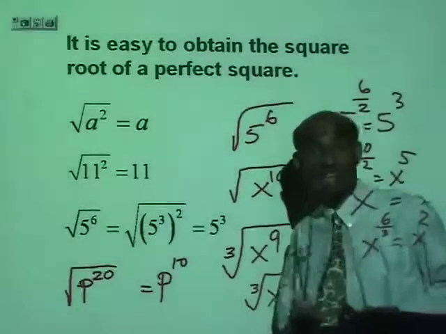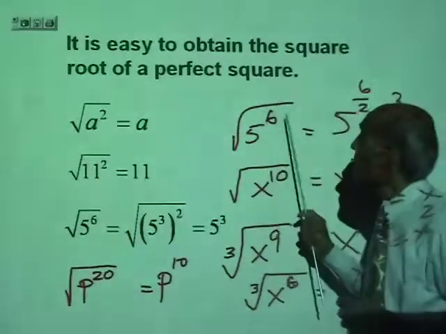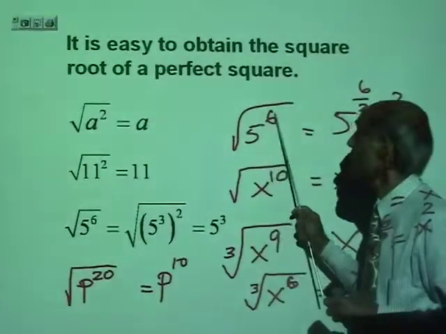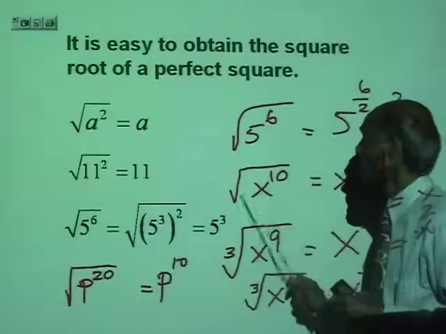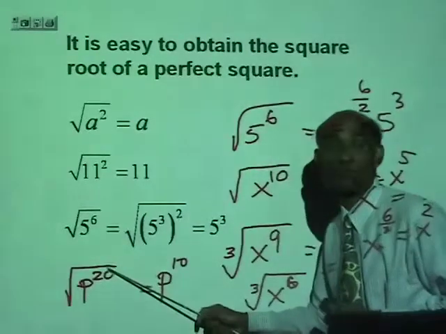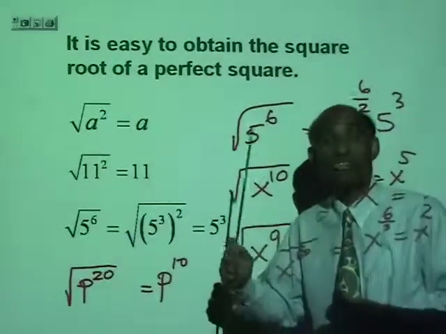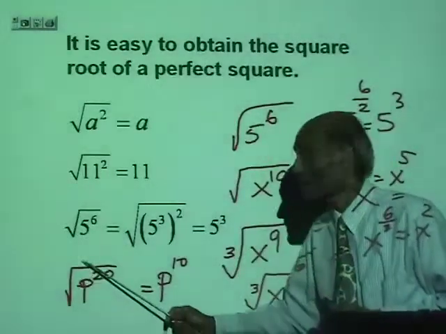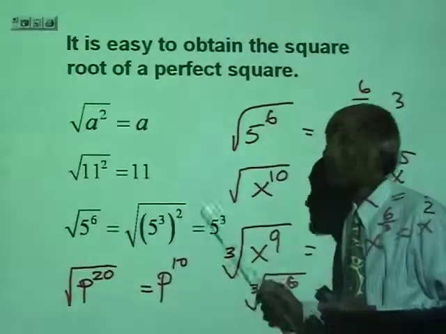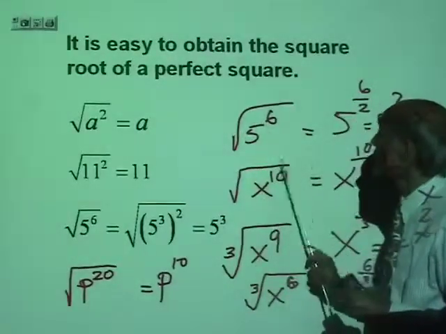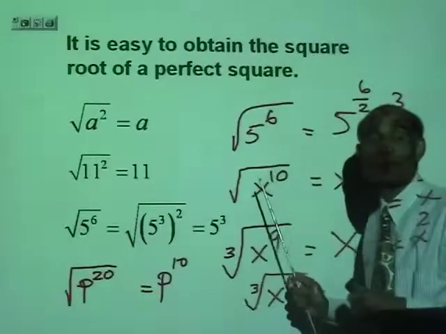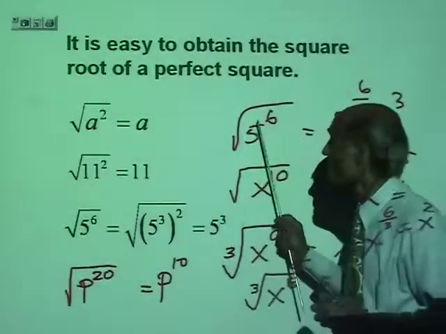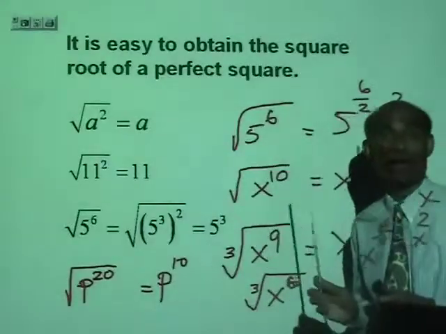Now, what that tells you is this. If a power is even, like 5 to the power of 6, 5 to the power of 10, p to the power of 20, if the power is even, then that is a perfect square. This is a perfect square. This is a perfect square. This is a perfect square. If the power is even, then that number is a perfect square.